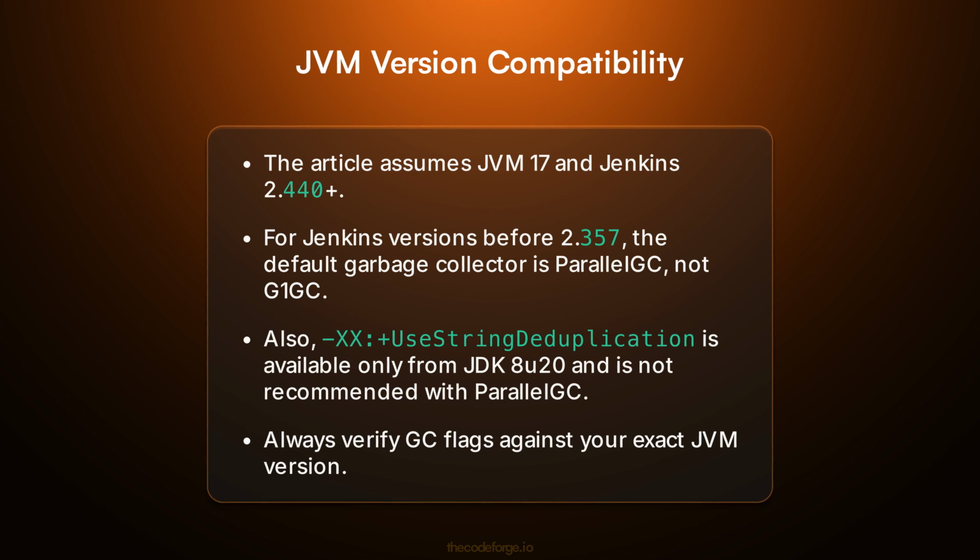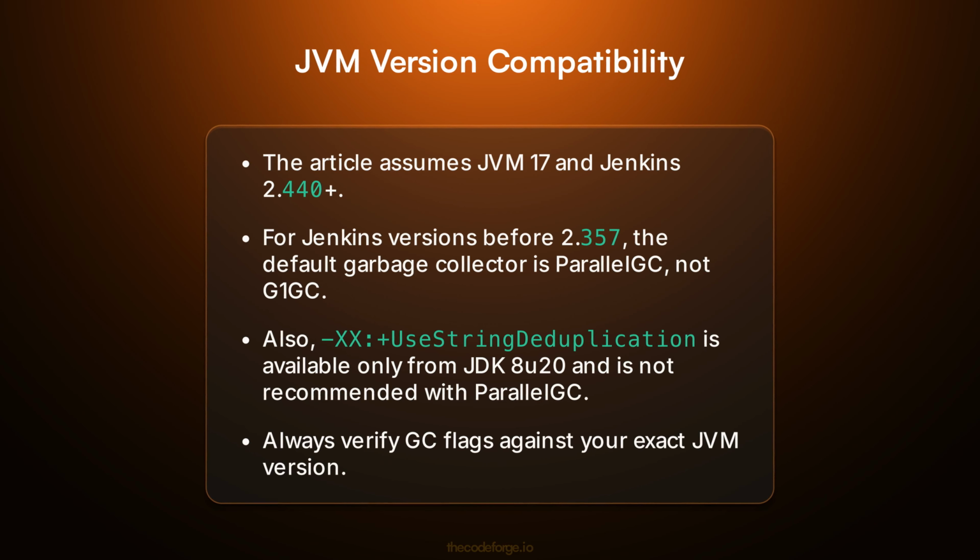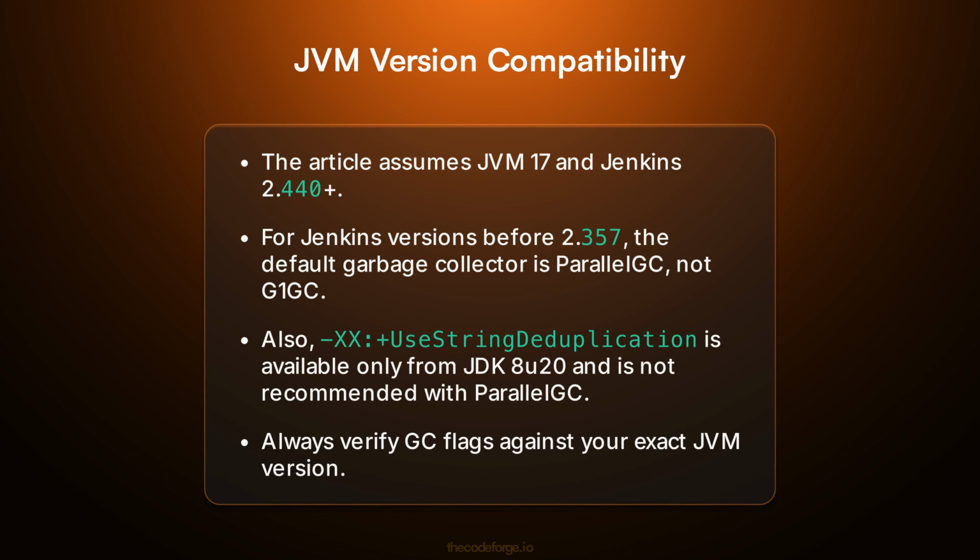The article assumes JVM 17 and Jenkins 2.440+. For Jenkins versions before 2.357, the default garbage collector is parallel GC, not G1GC. Also, JDK 8u20 plus: string deduplication is available only from JDK 8u20 and is not recommended with parallel GC. Always verify GC flags against your exact JVM version.